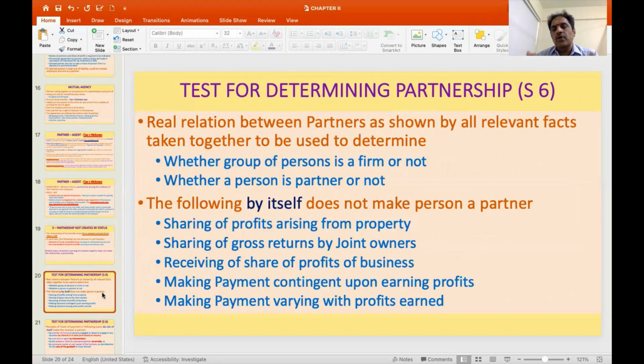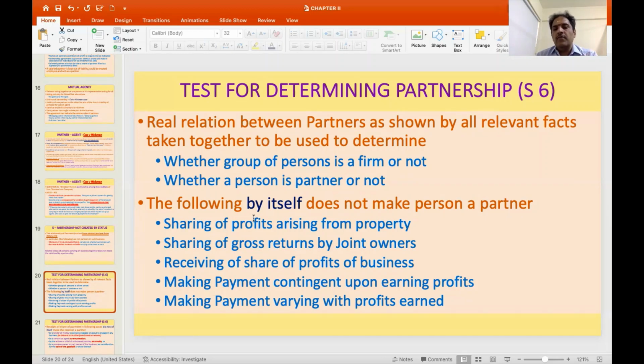Then section 6 says how do you determine whether a relationship is a partnership and whether the person who is acting is a partner or not? The real relationship between partners, as shown by the relevant facts taken together, should be used to determine whether a group of persons is a firm or not. And second, whether the person who is operating in this group is a partner or not. So it has to be based on the facts and circumstances of the case and the terms of the agreement. Any of these instances by itself does not make a person a partner. There has to be something more than this for the relationship to be a partnership.